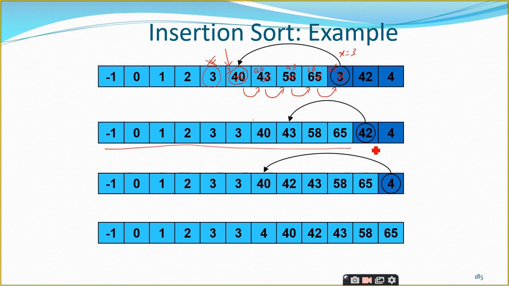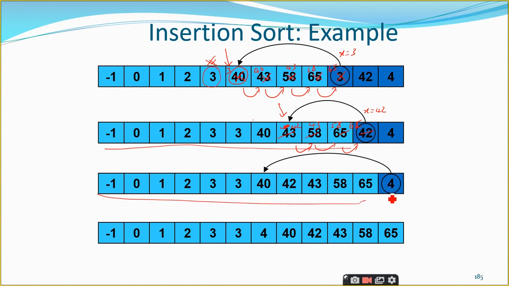Right. Now, 42. 42 compared with 65, compared with 58 and compared with 43, the correct position is at this location. I take x, copy 42 into x, move these elements towards their right hand side. This becomes 65, this becomes 58, this becomes 43 and this is 40. Here the space has been allocated and you insert this 42 here.